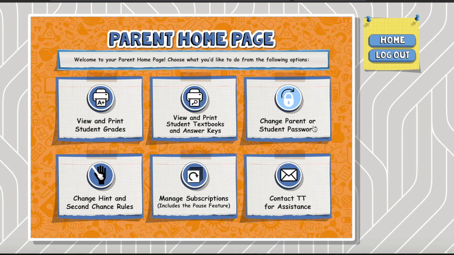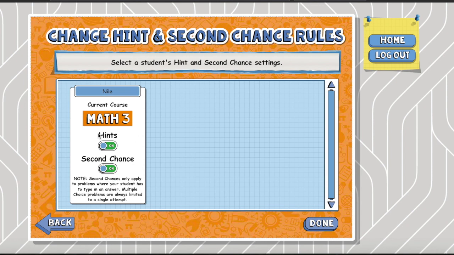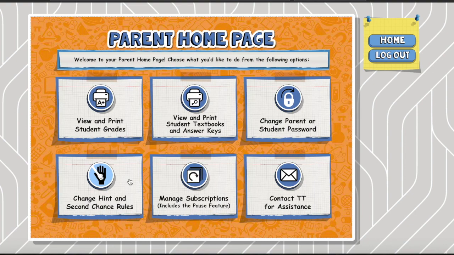You can easily change the parent-student password. You can change hint and second chance rules. If you do not want to give your student hints, you can easily just hit off on there. And if you do not want to offer them second chances, if you want to just say you have only one chance, then that is an option as well.